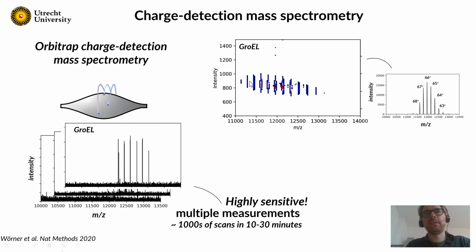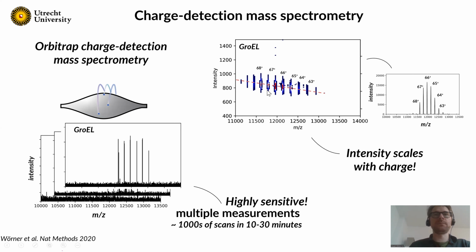Okay, so you can see nicely these charge states again that were also visible in the native spectrum. You might also observe that if you draw a line, there is a linear scaling between the number of charges and the intensity that is measured for each of these GroEL particles. So basically, the more charges on a GroEL particle, the higher the intensity.